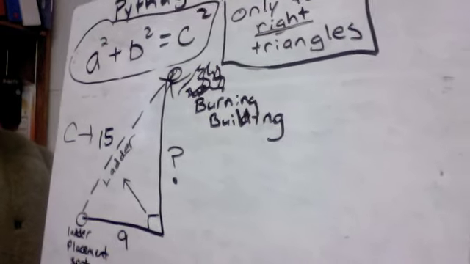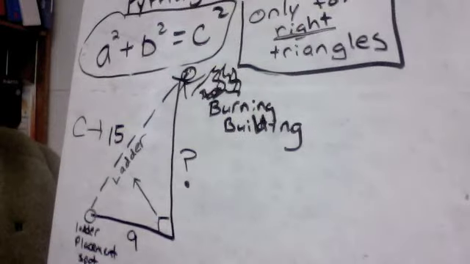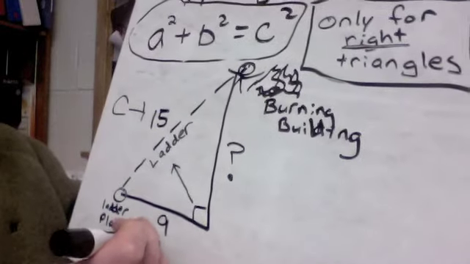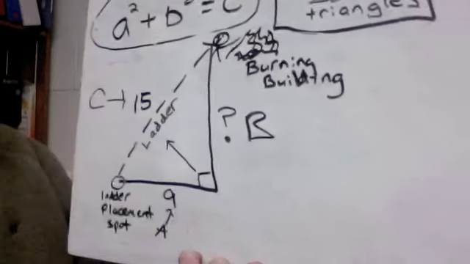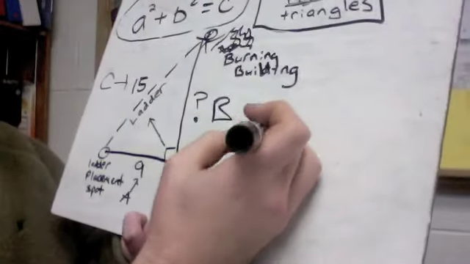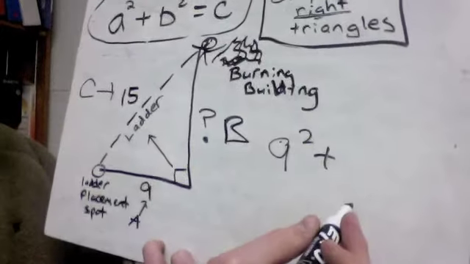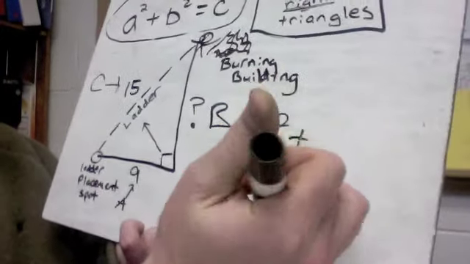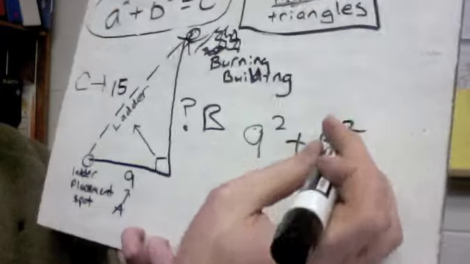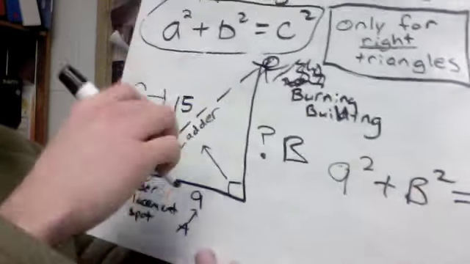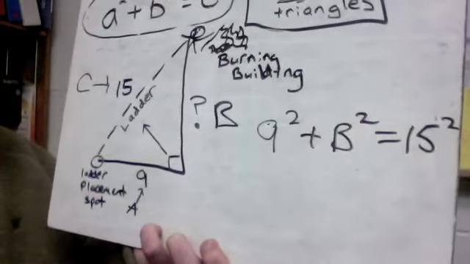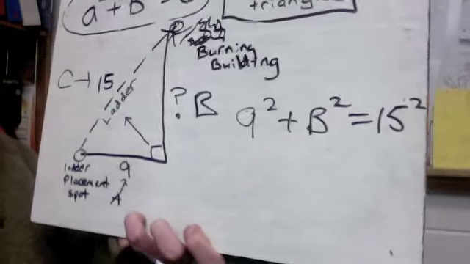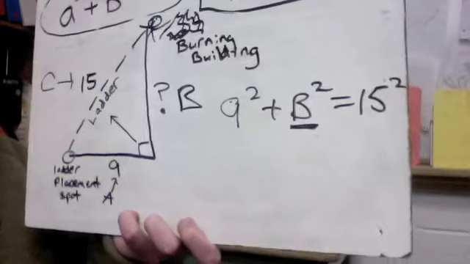Alright, we are back to figure out the answer of this question here. So we're just going to call 9 A, and then this would be B, and this would be C. So we've got 9 to the second power plus, we don't know B, so that would be B to the second power equals, we do know 15 to the second power. Okay, notice how it's a little bit different than before because this is the number that we don't have.